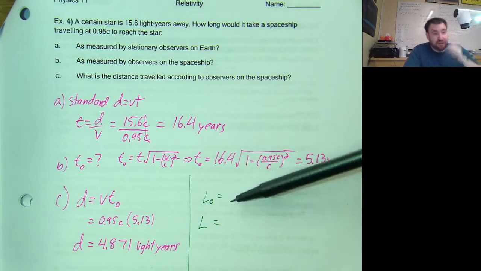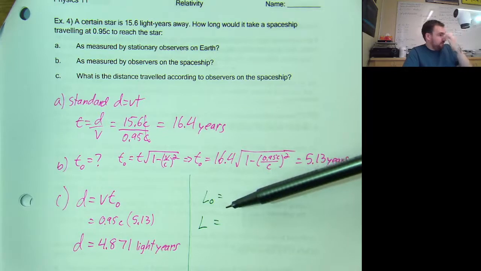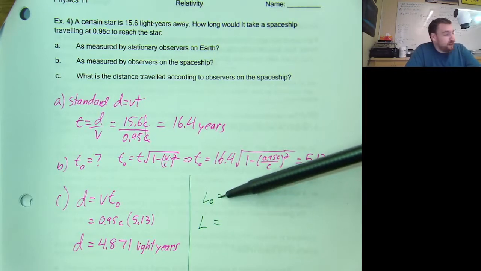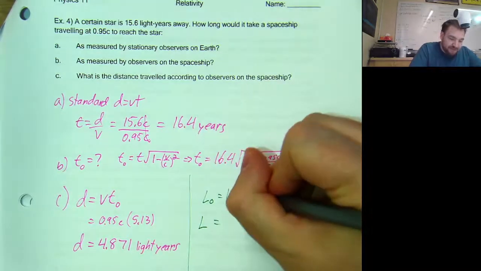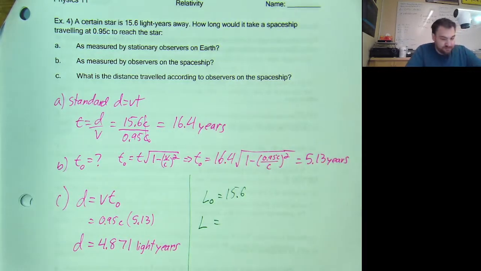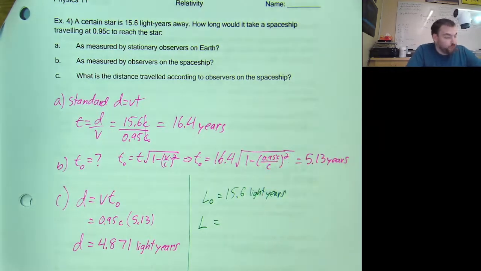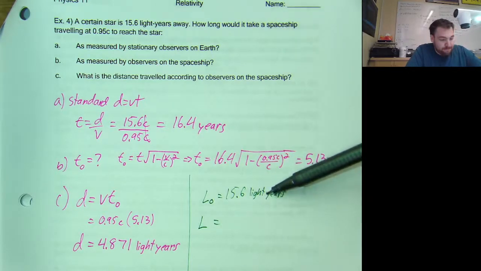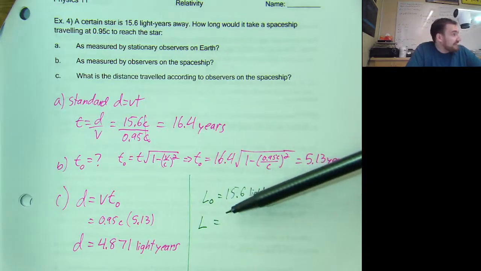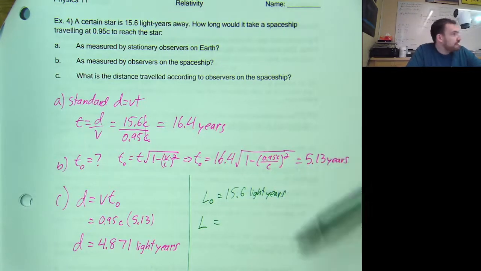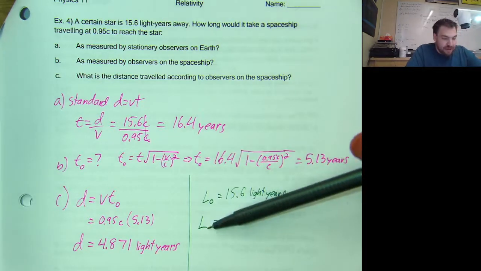L0 is the original length at rest. So the original length at rest from the Earth to that star was what? 15.6 light years. We're dealing with the distance. The L is whatever is a distance. It could be the spaceship that's moving past you. It could be the physical distance in space between 2 points. L is the relativistic length.